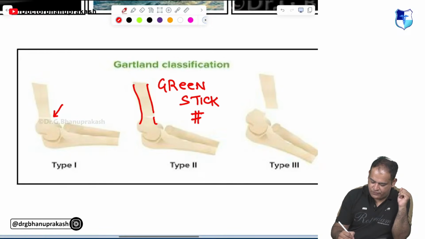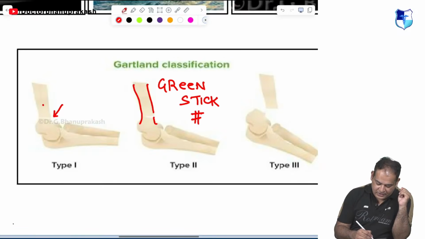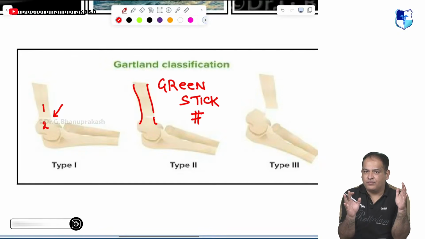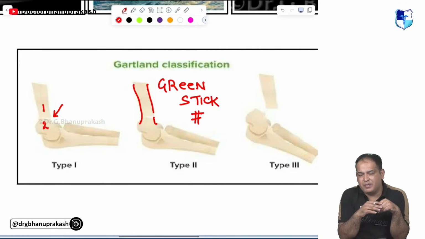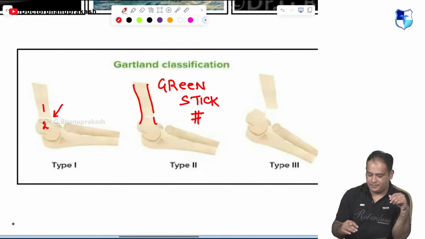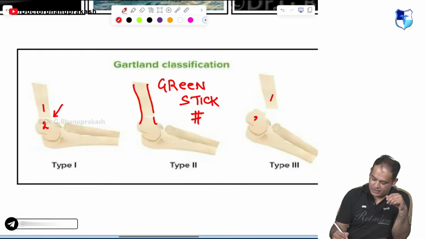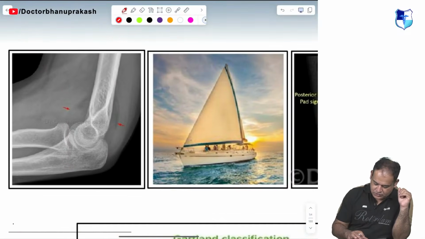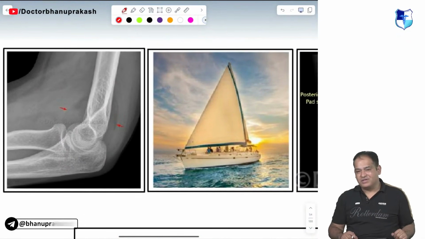Cortex is broken. So this is green stick fracture. In type 1, you see the fracture is totally undisplaced. Fracture line will not be visible properly on the X-ray. And the third type is completely displaced. So how will we get to see the fracture?